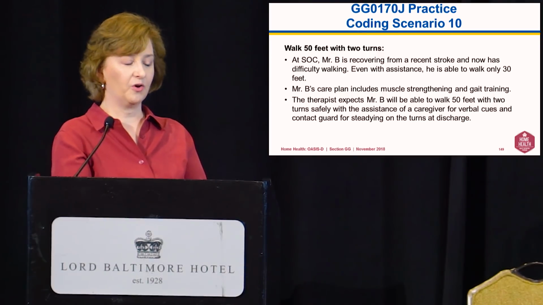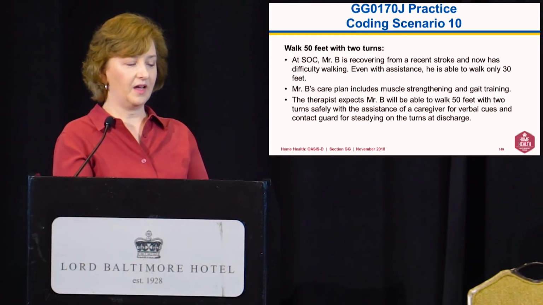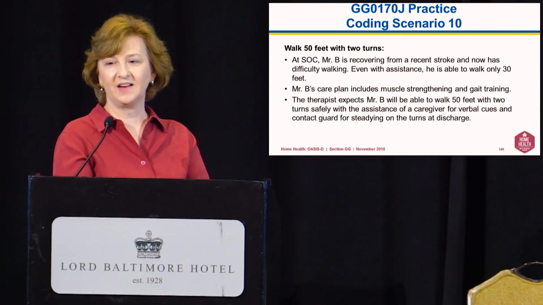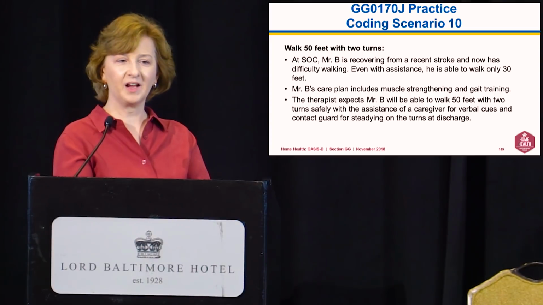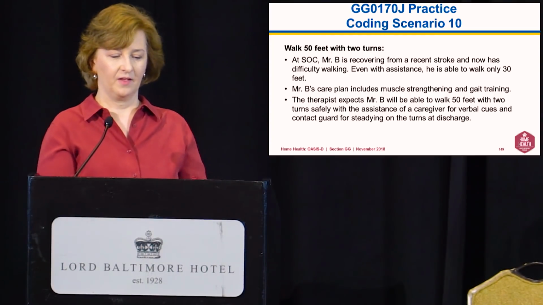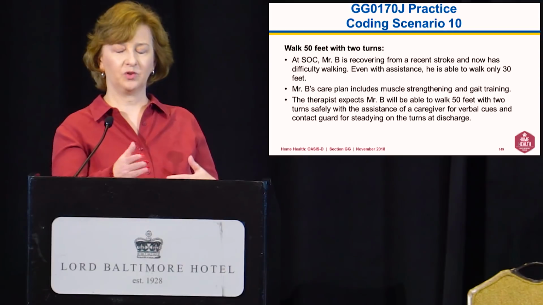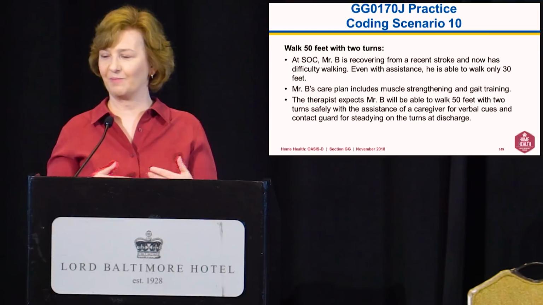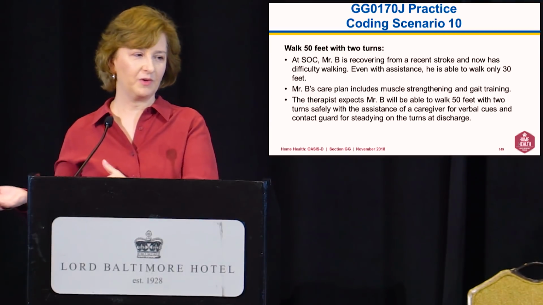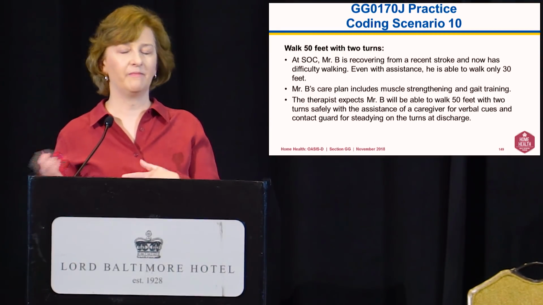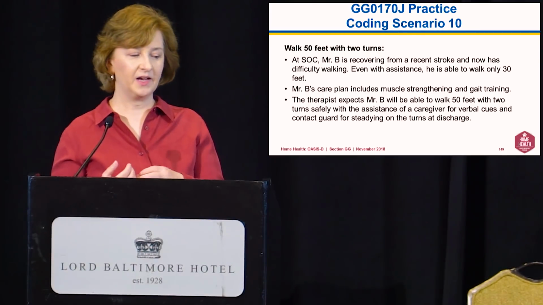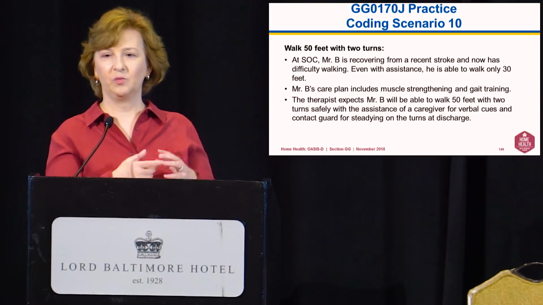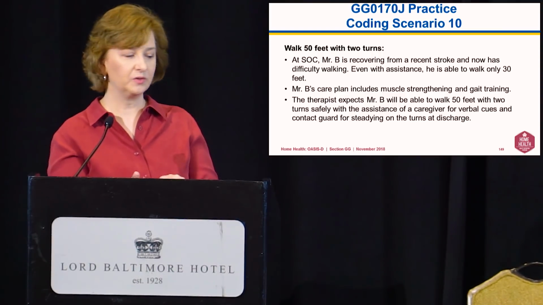So thinking about his current status, the item here is walking 50 feet with 2 turns. He's not able to walk that distance. And for walking, if a person is not able to walk the full distance, a helper can't help the person walk the rest of the distance. Probably they're going to be using a wheelchair or scooter or some other mode to get around. And so if the distance cannot be walked, you would code one of the activity not attempted codes.